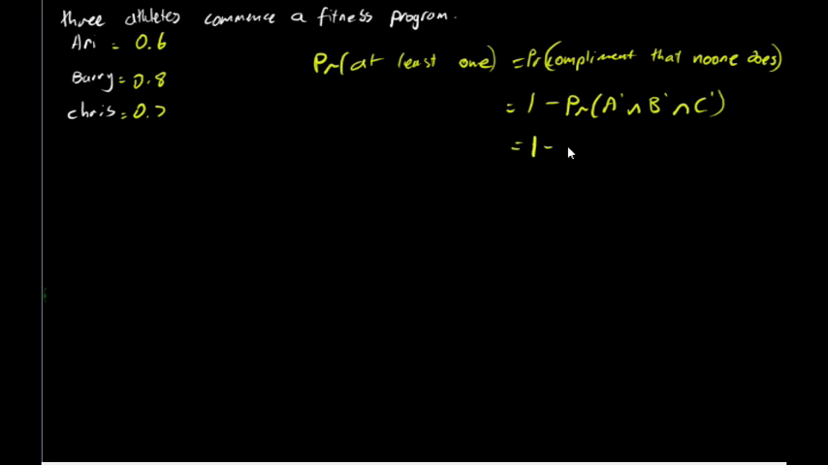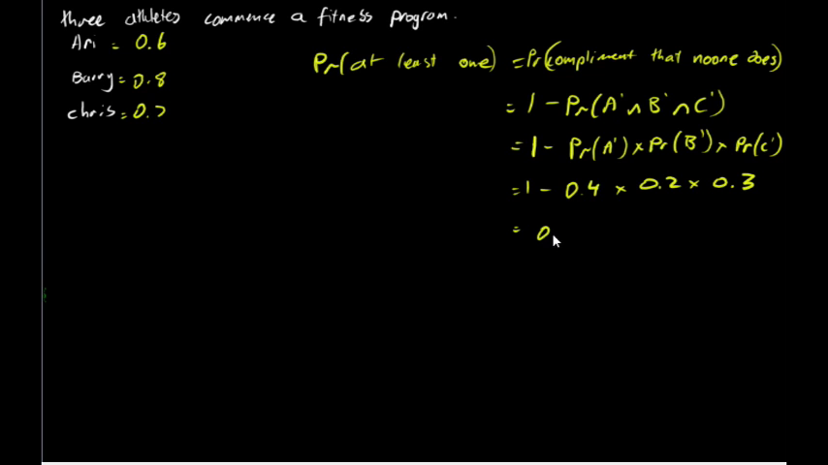So it's going to be 1 minus the probability of A dash times the probability of B dash times probability of C dash. 1 minus, and we found out before that's 0.4, 0.2, and this one is going to be 1 minus 0.7, which is 0.3. So if we work that out, we get 0.976. So we can say the probability that at least one person sticks to the program is 0.976.